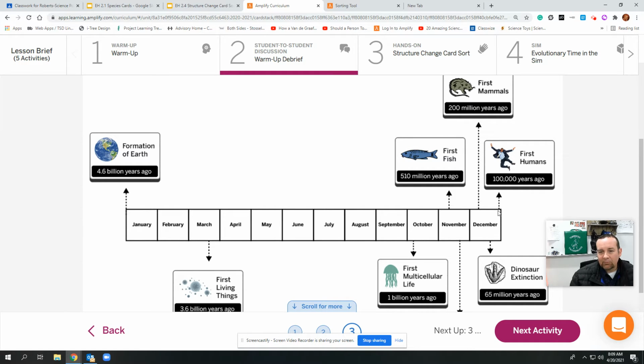And then, what would you say that is? December 29th, maybe? December 30th, somewhere in there? That's when the first humans would have appeared. So, this right here, we might actually use in our next activity. So, remember how to get here.